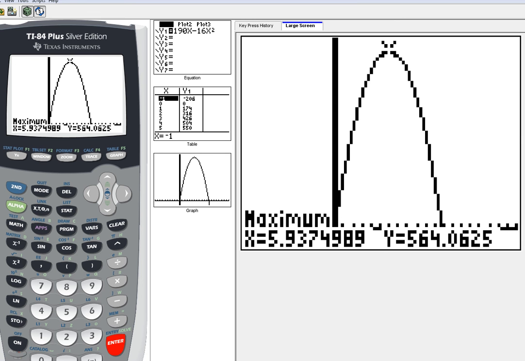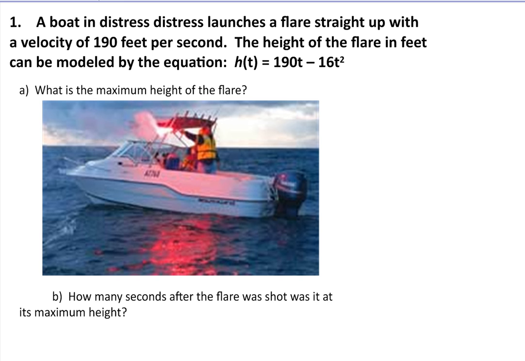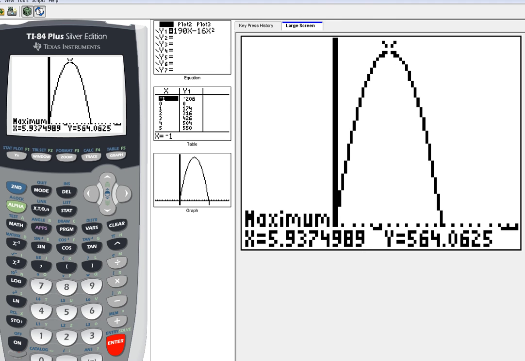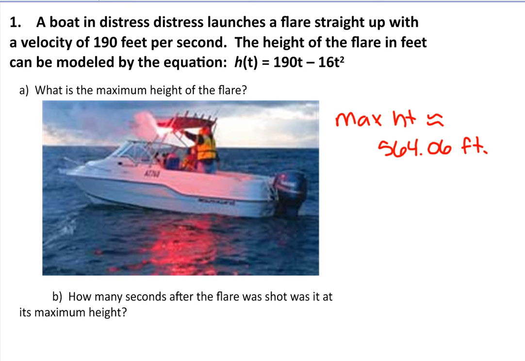So my maximum value is 564.06 feet. So if I go back to my problem, for letter A, the maximum height is approximately, because I'm rounding, 564.06 feet. It says how many seconds after the flare was shot was it at its maximum height. So here they're asking for my x value, and you can see that at the bottom of my screen here. That's my x value. So I can say that x would be approximately 5.94 seconds after.